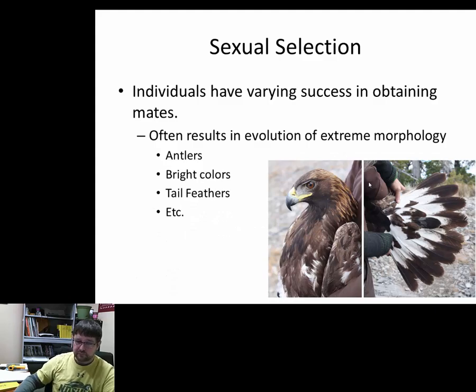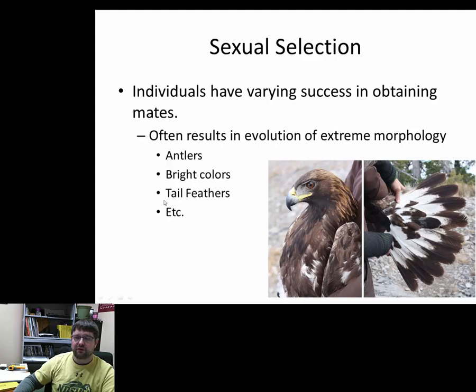So you get these extreme morphologies sometimes. And we can get situations where tail feathers are very different, or you get bright colors in fish or amphibians or birds. You can get large antlers, tusks, horns, all kinds of things that are going on.